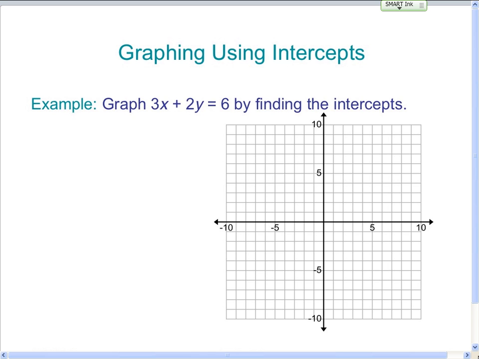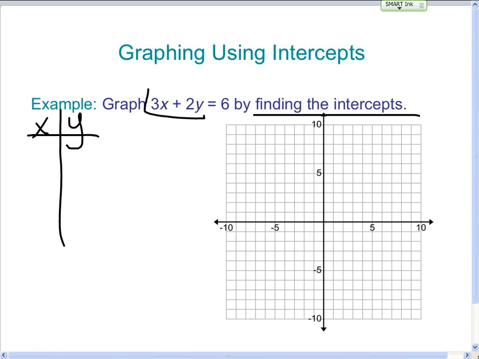Graph 3x plus 2y equals 6 by finding the intercepts. Well, to do that, you're going to do an xy chart. It's the easiest way to graph if an equation is in standard form, which means the x and y are on the same side. The quickest way is to do an xy chart. It's not the only way to graph. What you're going to do is take 0 and plug it in for x.